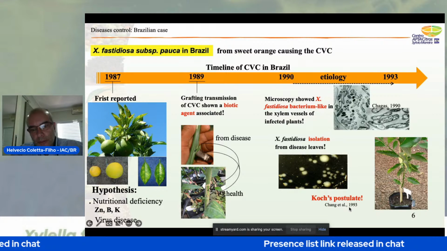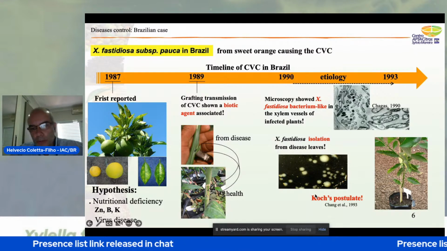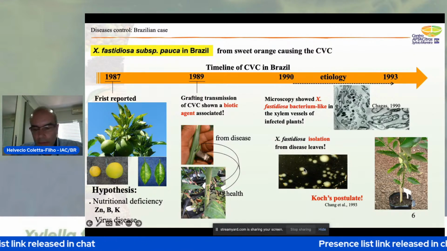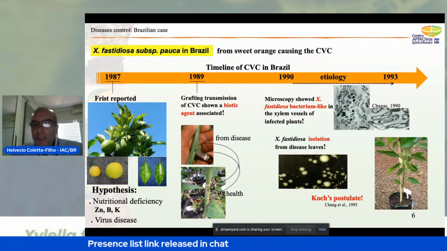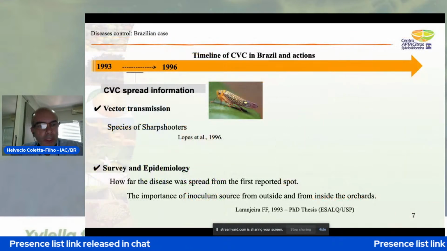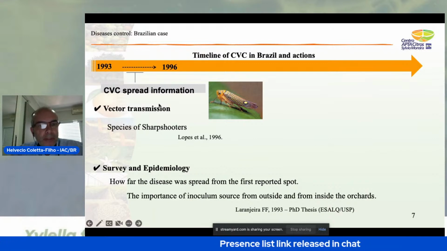In 1993, Koch's postulates were completed, showing that the pathogenic agent responsible for CVC was Xylella. The next step was to provide information about whether there is a vector naturally transmitting this bacterium, and it was proved.